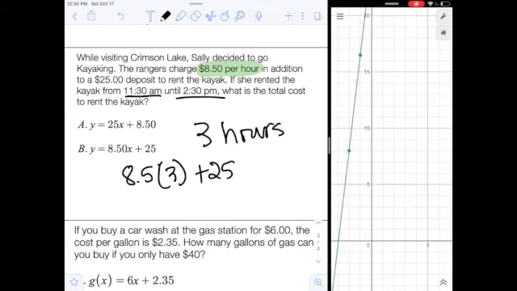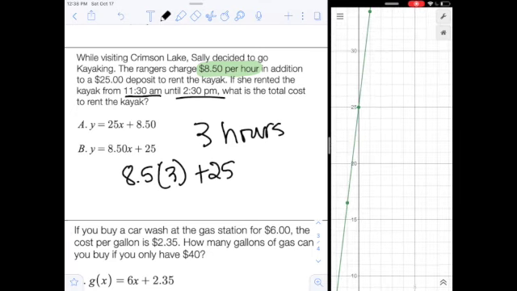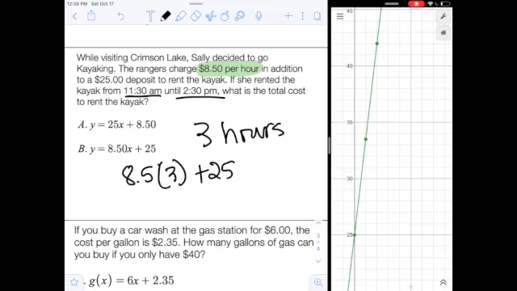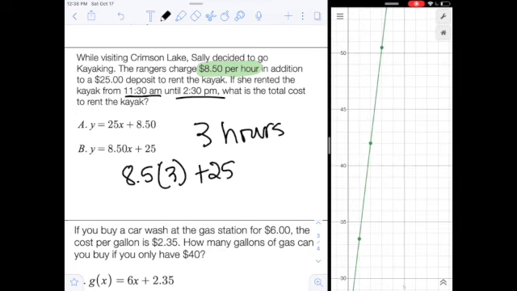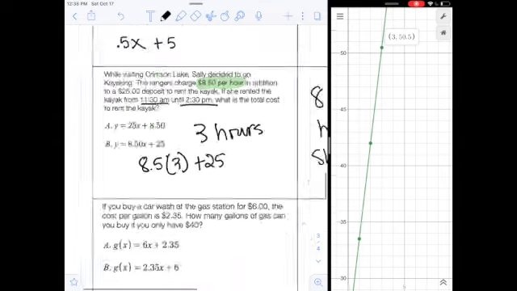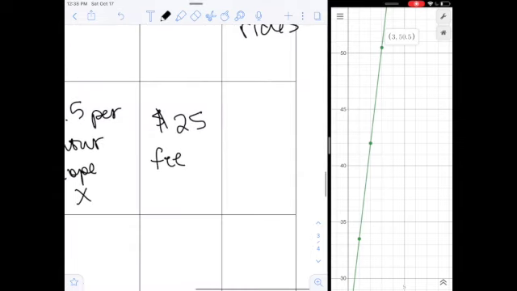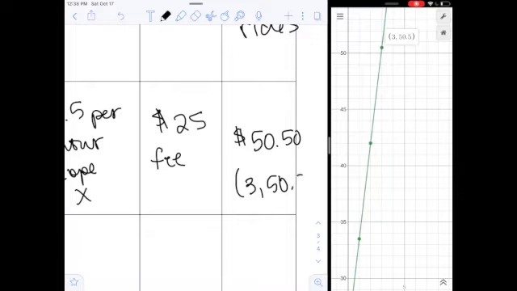So the other thing you can do, this one's a little bit harder, is you can look on your table and you can figure out your 3, so over 1, 2, 3, and go up to your function, all the way up, keep going. Oh, right there, 3, 50.5. So this is going to be our solution. So it would cost $50.50. And again, that was coming from this.